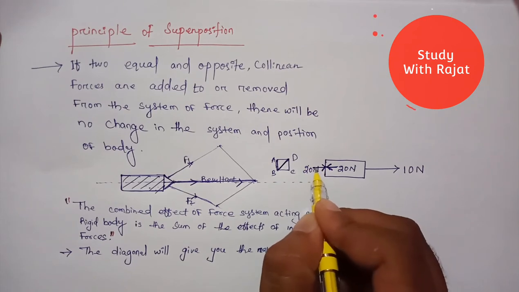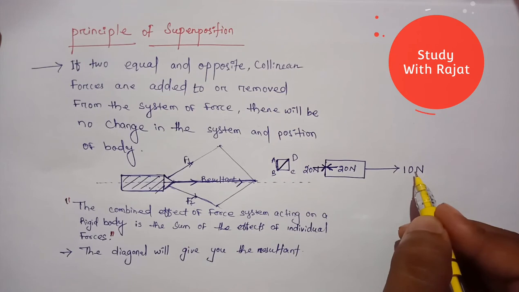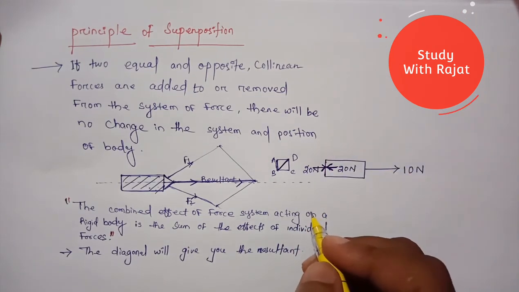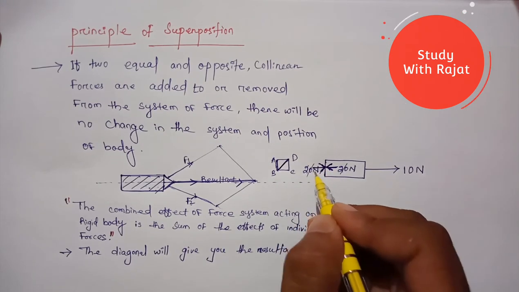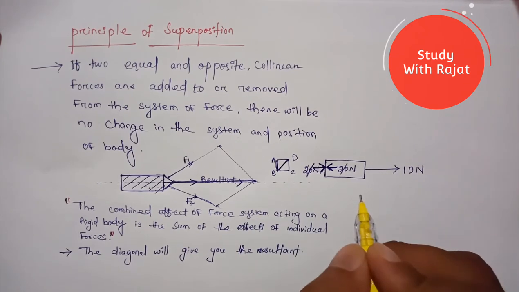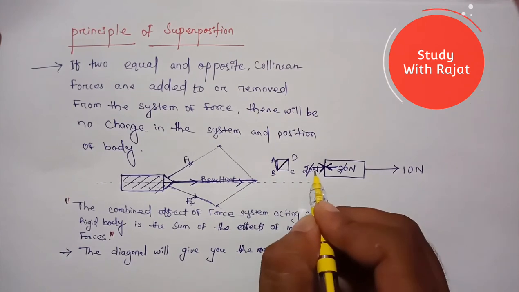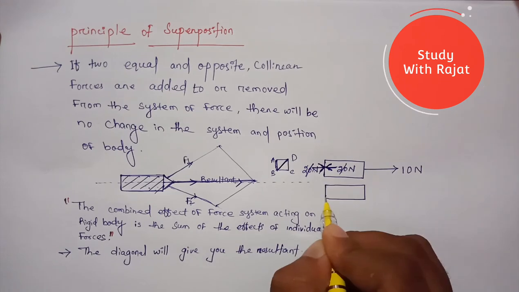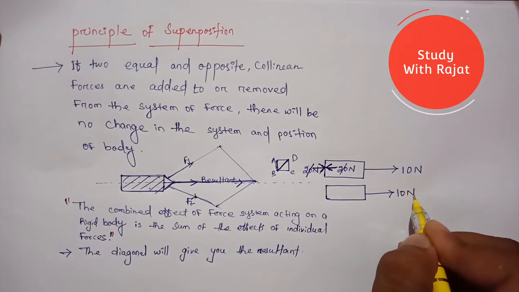If you add a 20 Newton force in that direction, and in this direction you also give a 20 Newton force, then the total force will be 0. The 20 Newton and 20 Newton forces will cancel to 0. So there will be no effect on the body if you add some force or remove some force on the body. Again there is a force known as 10 Newton.